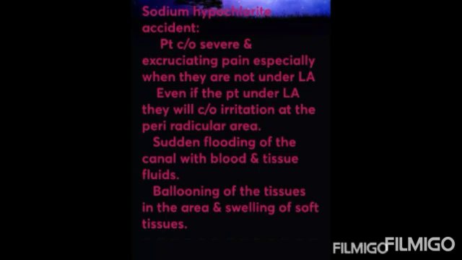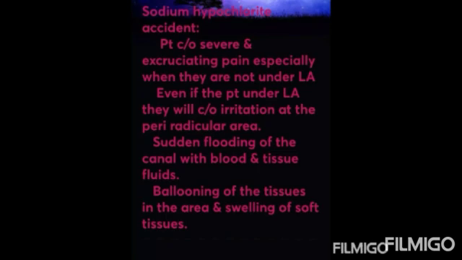What are the signs of a hypochlorite accident? The patient complains of severe and excruciating pain, especially when not under local anesthesia. If they are under local anesthesia, they complain of irritation at the periradicular area. These are the two important points. So: sudden severe excruciating pain, sudden flooding of the canal with blood and tissue fluids, ballooning of the tissue in the area, and swelling of the soft tissue.